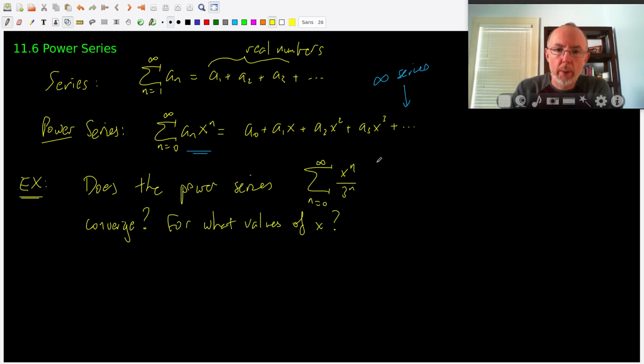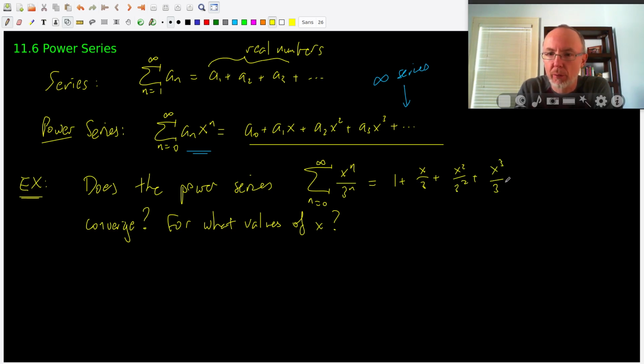Okay, so we're going to generalize that idea of a power series in a bit, but to begin with, let's just take a basic power series that has that form, and in this case, it's going to be 1 plus x over 3 plus x squared over 3 squared. My 3's are terrible today. x cubed over 3 cubed plus x to the 4 over 3 to the 4, and so on.